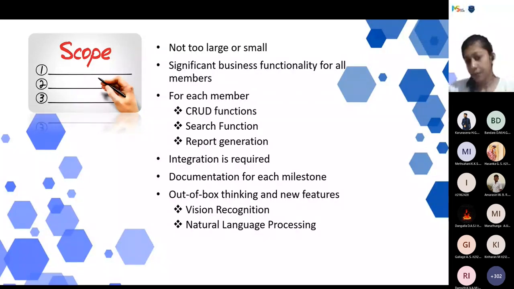ITP is not only the CRUD, so you can add out-of-the-box thinking and new features for your project as well. If I tell you an example, rather than adding text boxes for your login functionality, you can add vision recognition. Likewise, you can add vision recognition and natural language processing to your ITP project. So please add something new and make your project stand out from all other projects. These are the things that you should consider when you're selecting a scope.